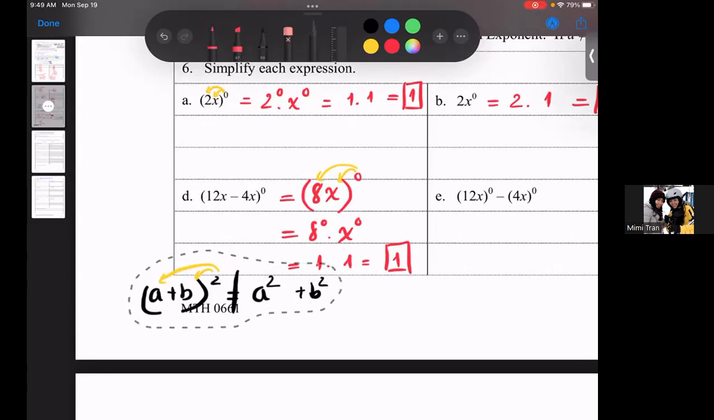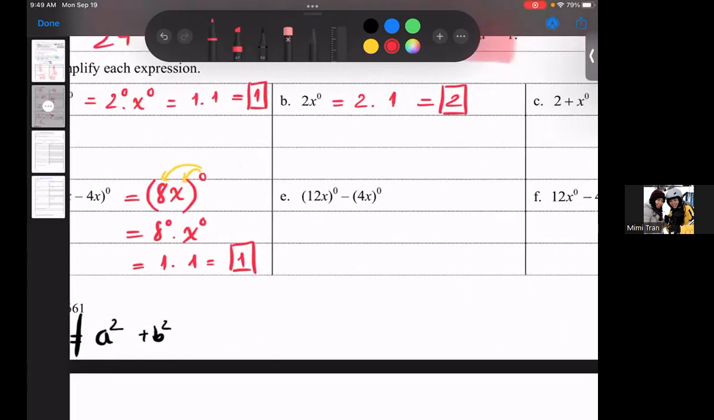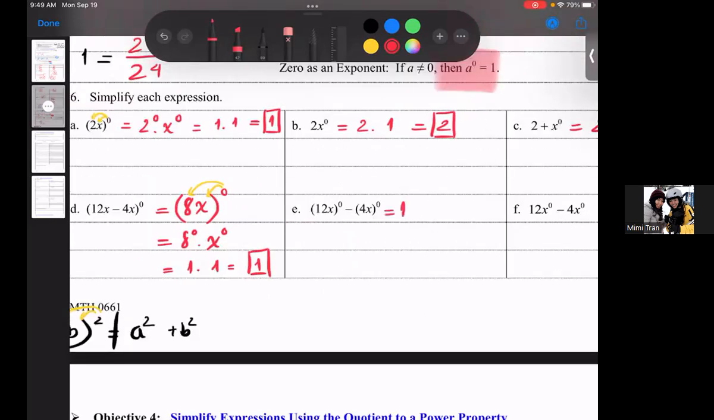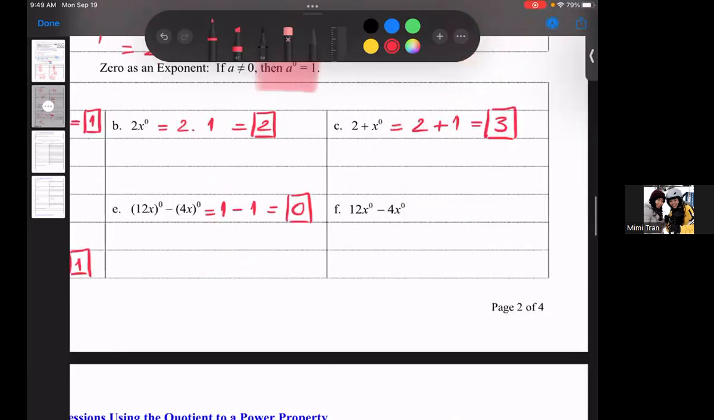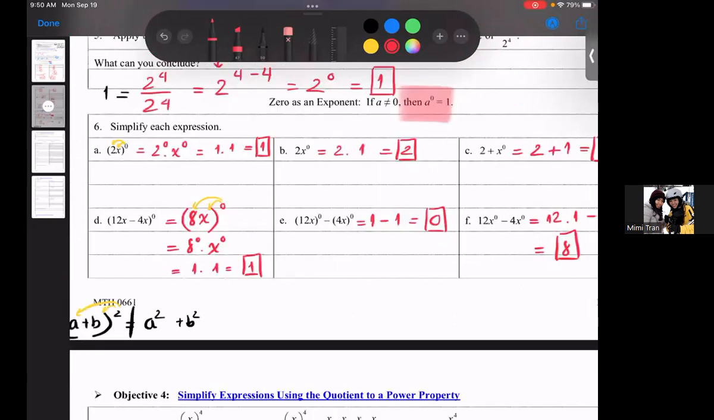What about E? I think everybody got E right. E is 1 minus 1, which is 0. Well, F, last one. Very good. It's 12 times 1 minus 4 times 1, which is 8. So as long as you know your rules, you'll be okay.